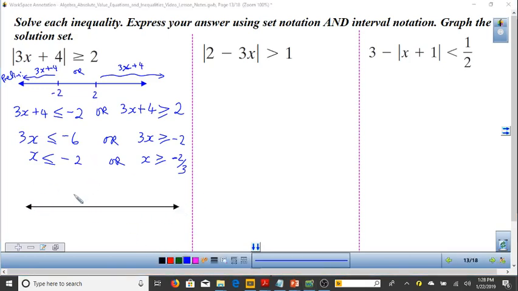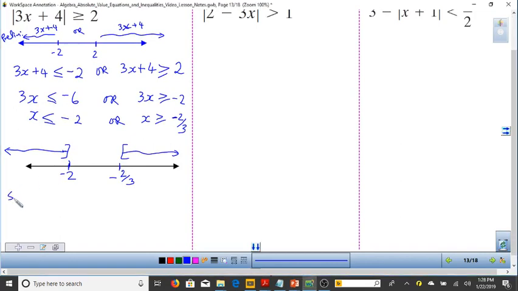Now, the numbers in order from left to right are negative 2, which is to the left of negative 2/3. And this inequality says we shade to the left, and the other inequality says we shade to the right. And since that's a greater than or equal to, we use brackets that open to the directions that we shade. So my solution in interval notation is parentheses negative infinity to negative 2 bracket, or, which is that union symbol, negative 2/3 to infinity.